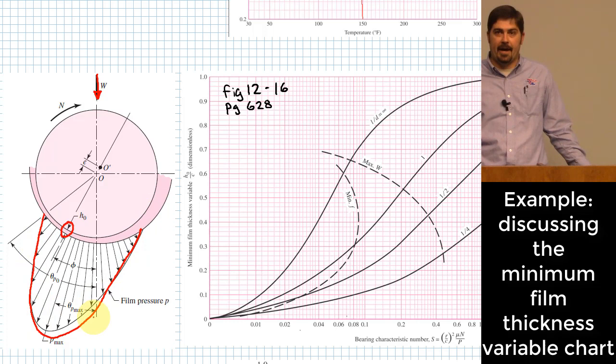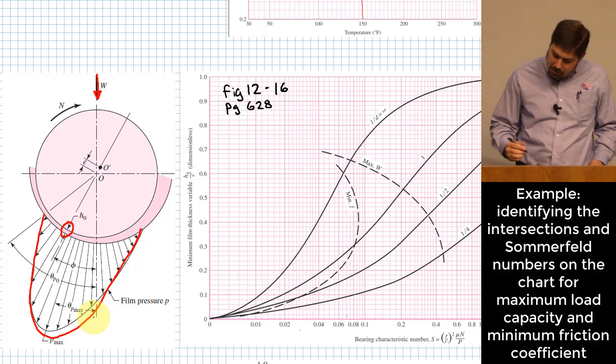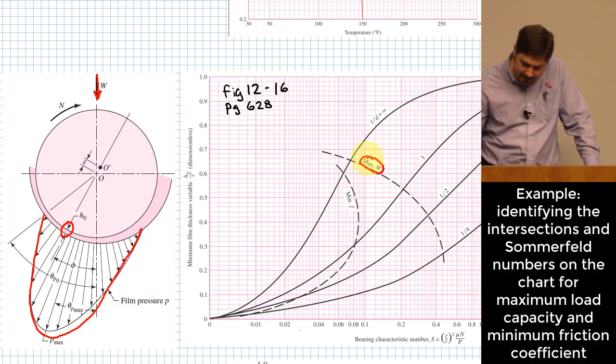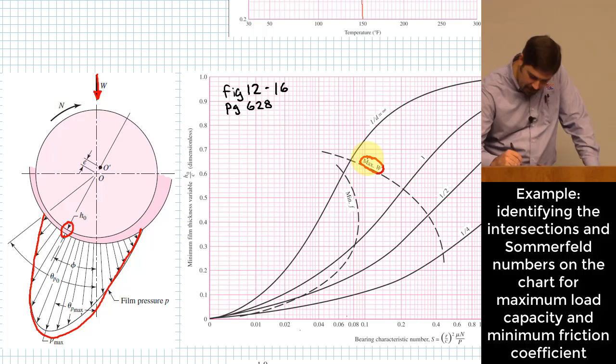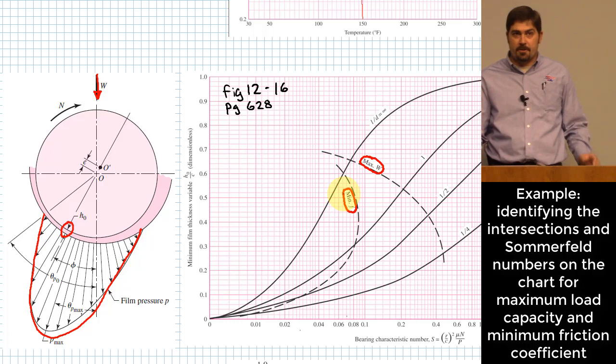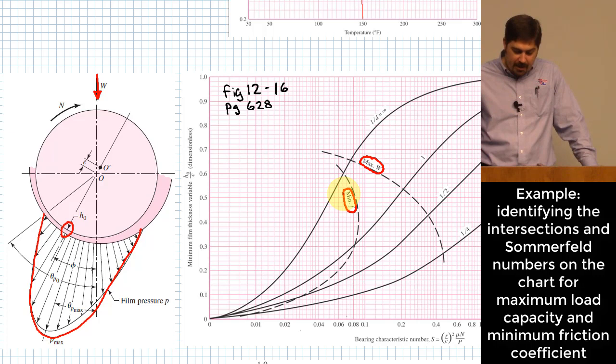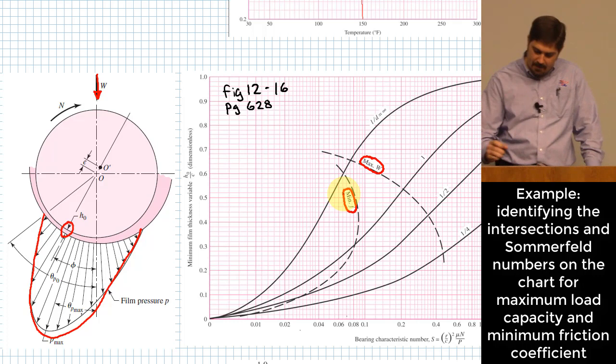Okay. Now, where we use this chart is, you might see here, this dotted line right here has been determined to be where you would want to design a bearing if what you're trying to get is the maximum load carrying capacity. Over here is where you would want to design a bearing if what you're trying to do is minimize your friction factor. And what we're basically saying here is that we want to split the difference between those two design points. So let's go ahead and identify where those two design points are.